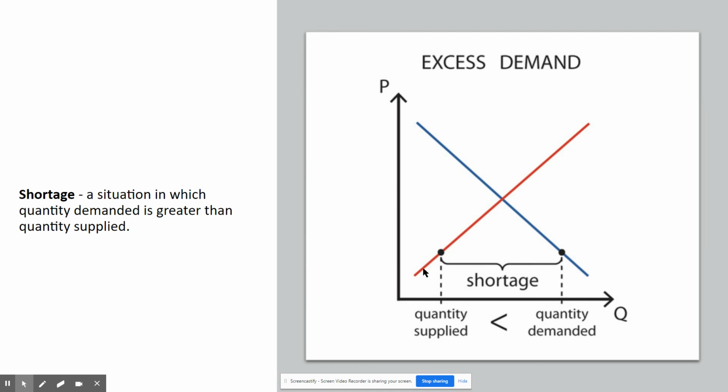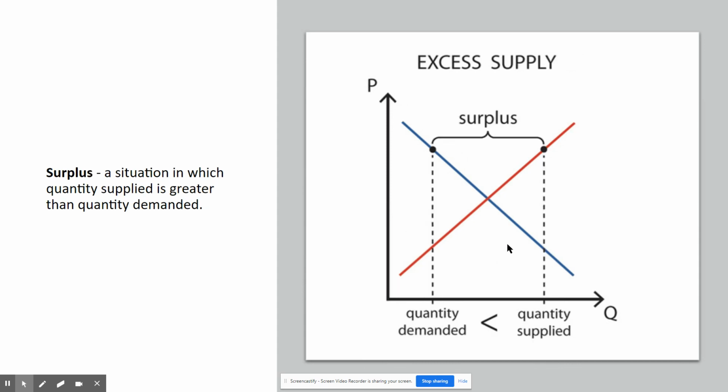So a shortage, again, is when the quantity demanded is greater than the quantity supplied. Surplus is a situation in which the quantity supplied is in excess of the quantity demanded. And that's it for this first part.